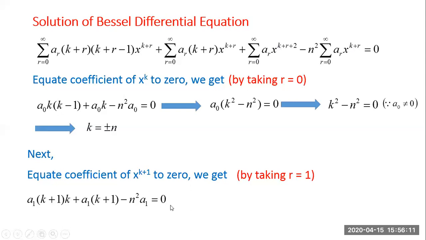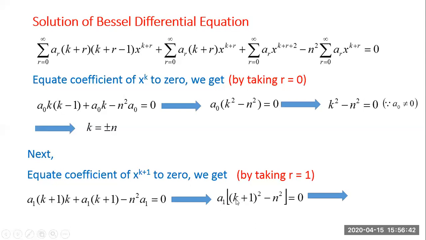Here a1 is common. Take a1 outside. So we're left with k plus 1 into k plus k plus 1 minus n square. So k plus 1 into k is k square plus k, and k plus 1 here becomes k square plus 2k plus 1. So k square plus 2k plus 1 is k plus 1 whole square minus n square, equal to 0. So again, the product of two terms is 0 means one of these two should be 0.